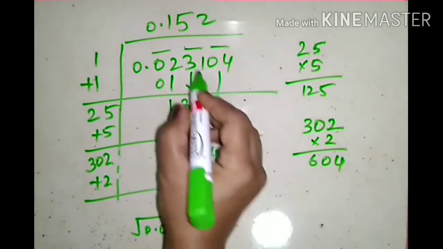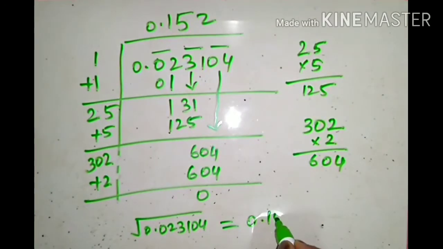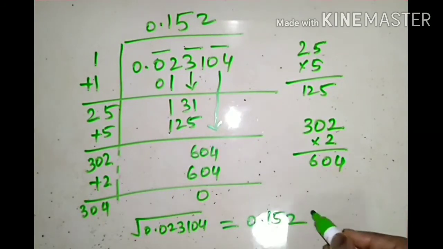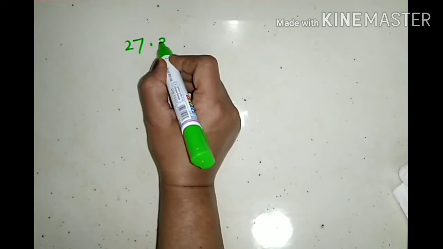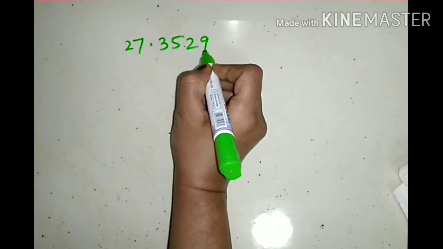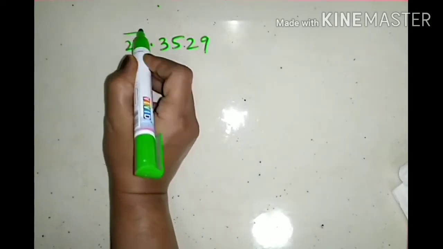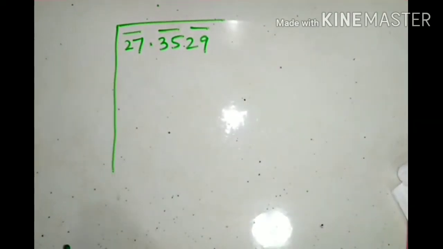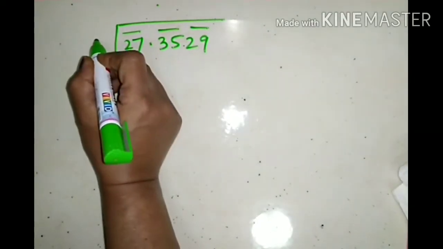0.023104 is equal to 0.152. 152 multiplied by 2 is 304. So this is correct. Our next sum is 27.3529. We will make pairs, this pair, pair and pair. For 27, we will use 5. 5 5s are 25.